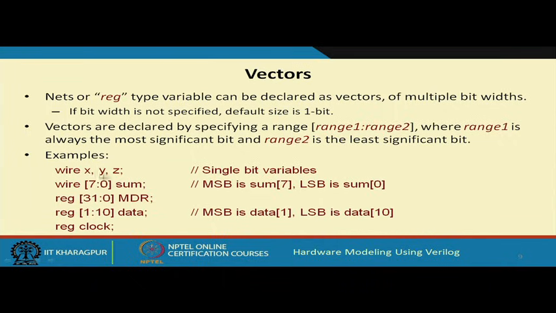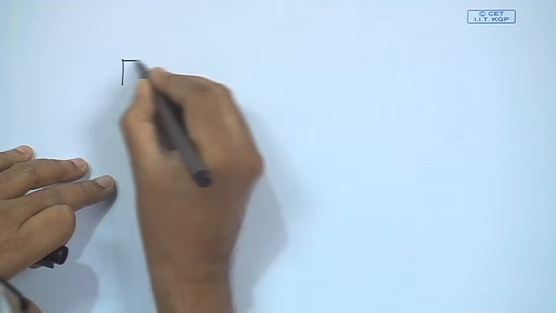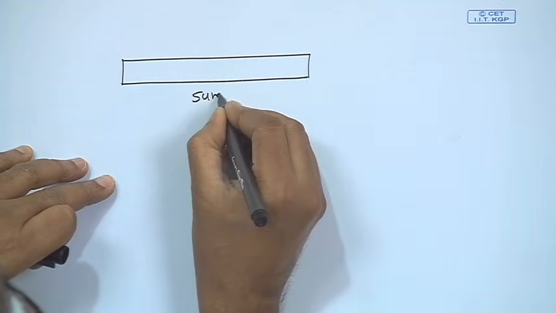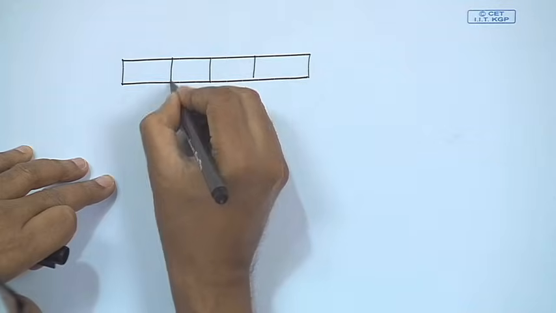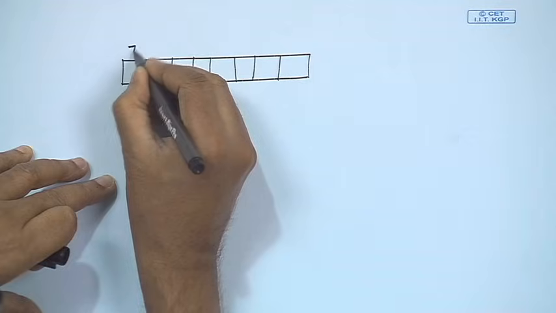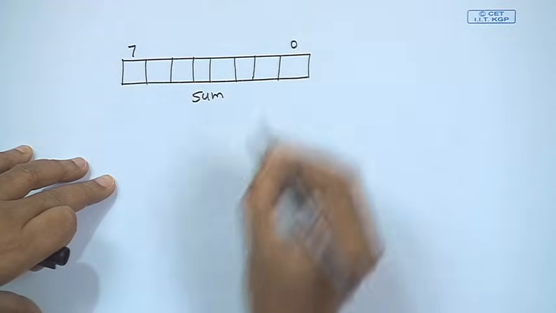Suppose I write simply wire x, y, z. x, y, z are simple variables without any vector notation. These are single bit variables. If I write wire [7:0] sum, what does this mean? This will mean that I have an 8 bit variable called sum. There are 8 bits. The index 7 is the most significant, 0 is the least significant.